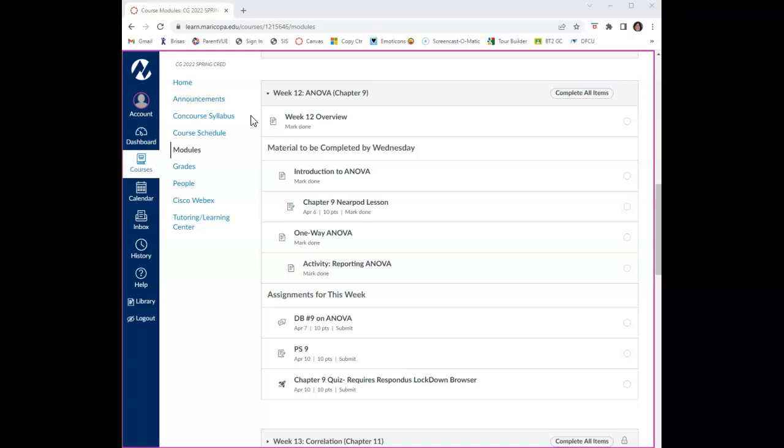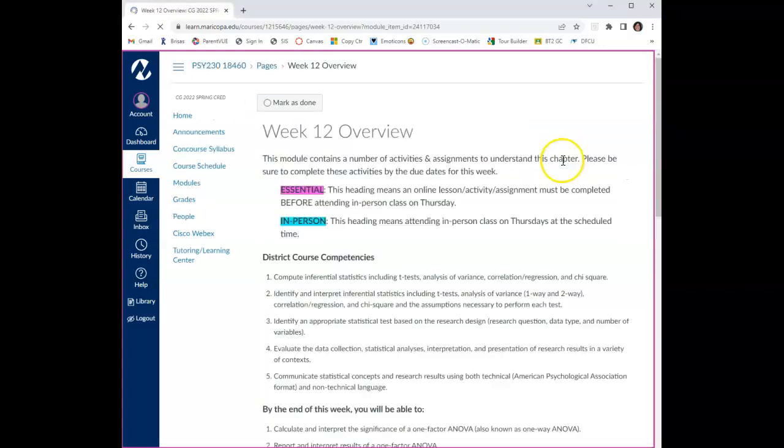ANOVA is an acronym that stands for Analysis of Variance. This chapter introduces a new statistical test that will allow researchers to compare 3 or more groups. I have tried to simplify and summarize the complexity of ANOVA in this week's Nearpod lesson and lecture videos. Therefore, for this week, I recommend doing the Nearpod lesson first and then reading the textbook. Let's get started with this week's overview.